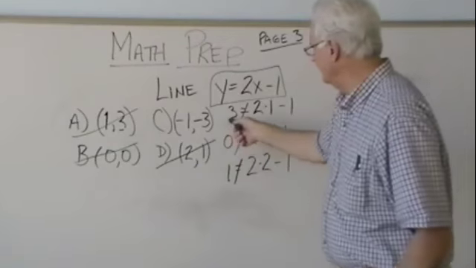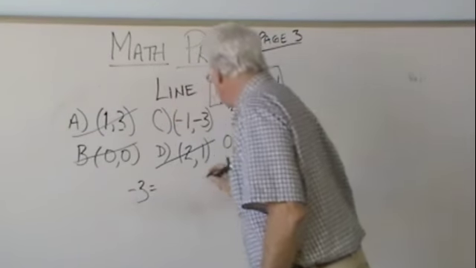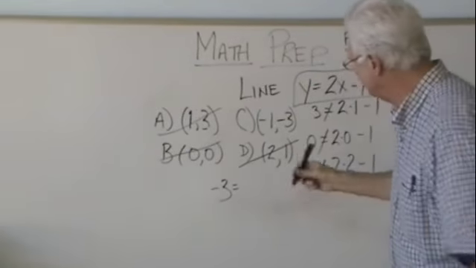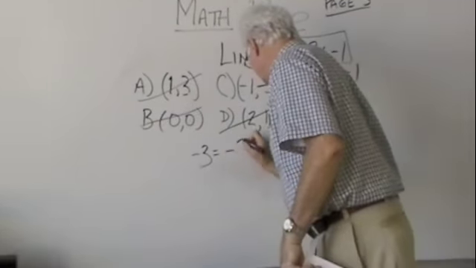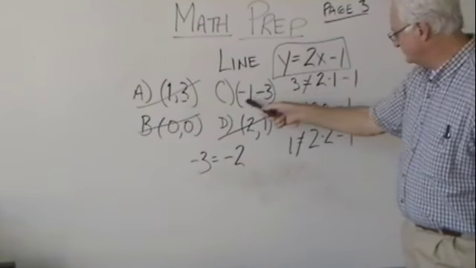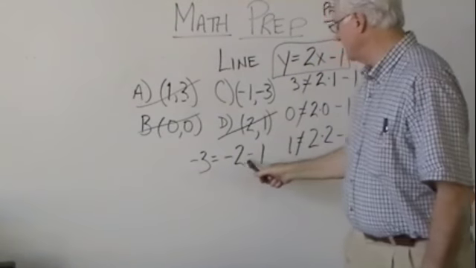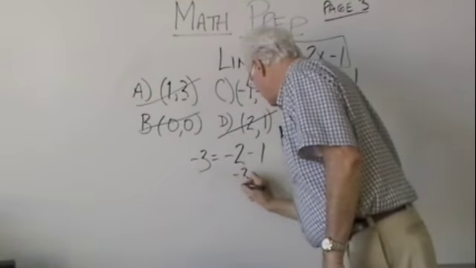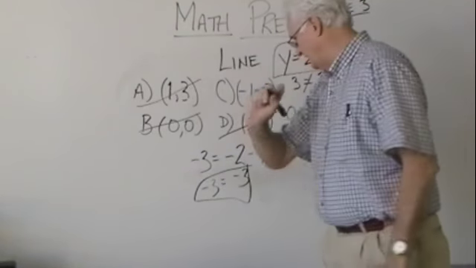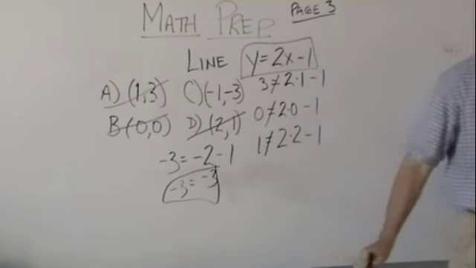Okay, I'll work it anyway. Negative 3. Y is a negative 3. Does a negative 3 equal 2 times a minus 1 minus 1? 2 times a minus 1 is minus 2. That's the x value. Minus another 1. Minus 2, minus 1, minus 3, minus 3. Oh, the joy. There's your answer. You're welcome. I knew you could do it.